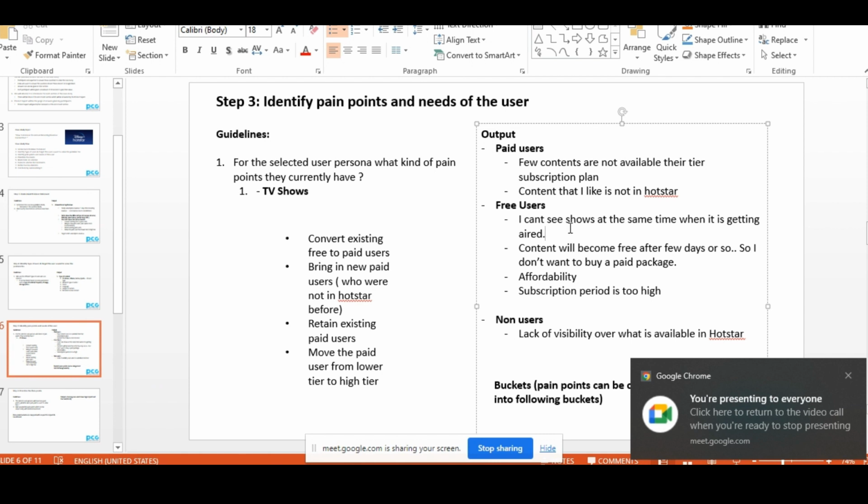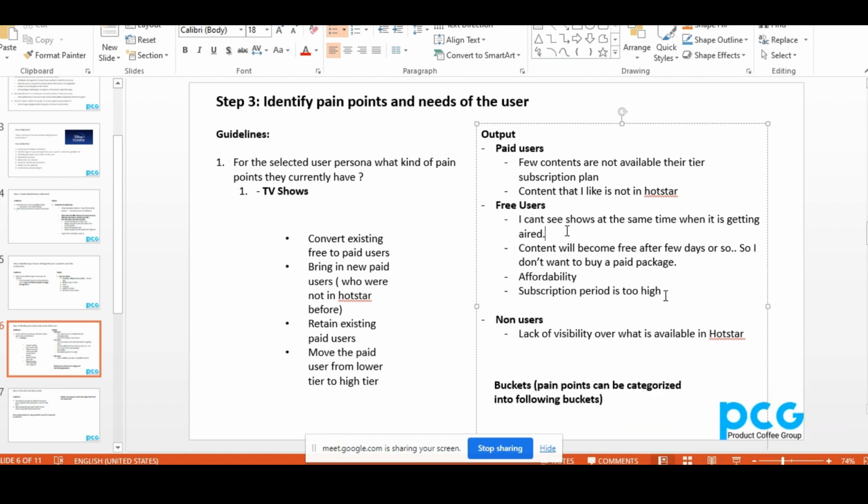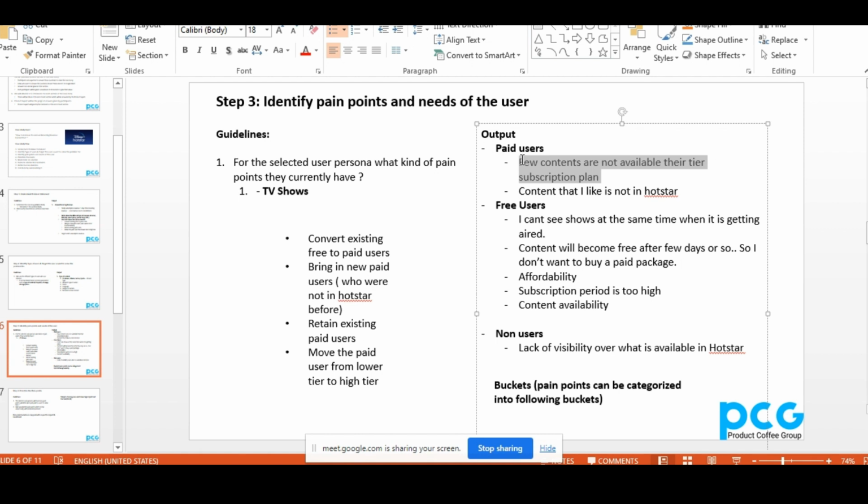I think we should write this somewhere. Here we have written it in a different connotation: few contents are not available in the plan. Here, content availability. I would suggest to add this under paid, because generally paid users expect more content. That is what is written here, right? For a particular tier, the content that I want to know, it is written, but we are generally covering that part only.